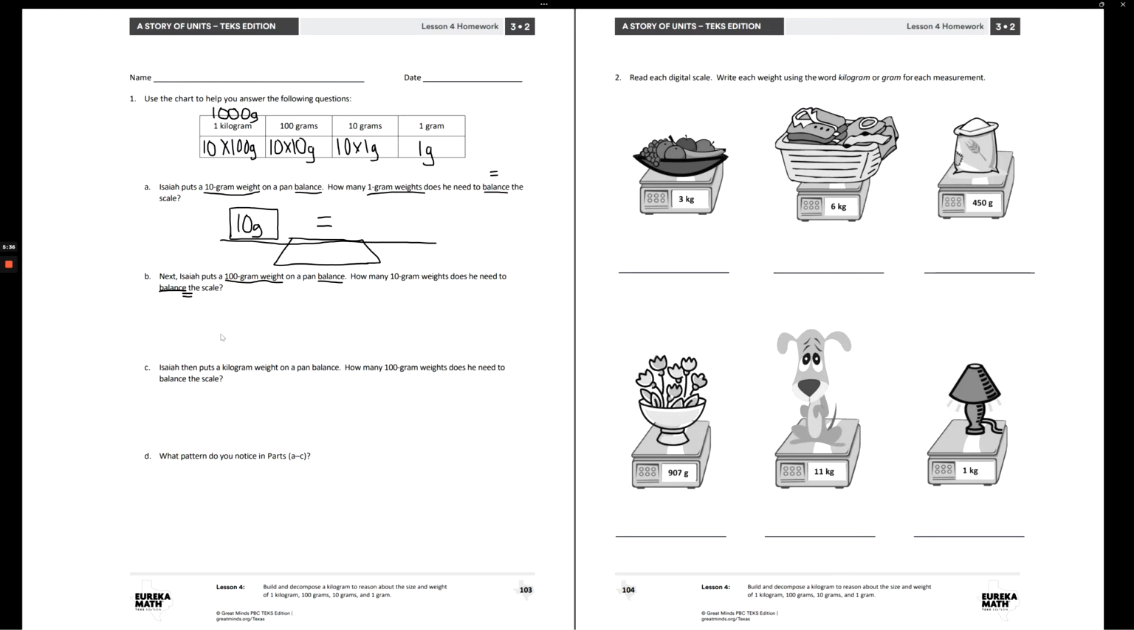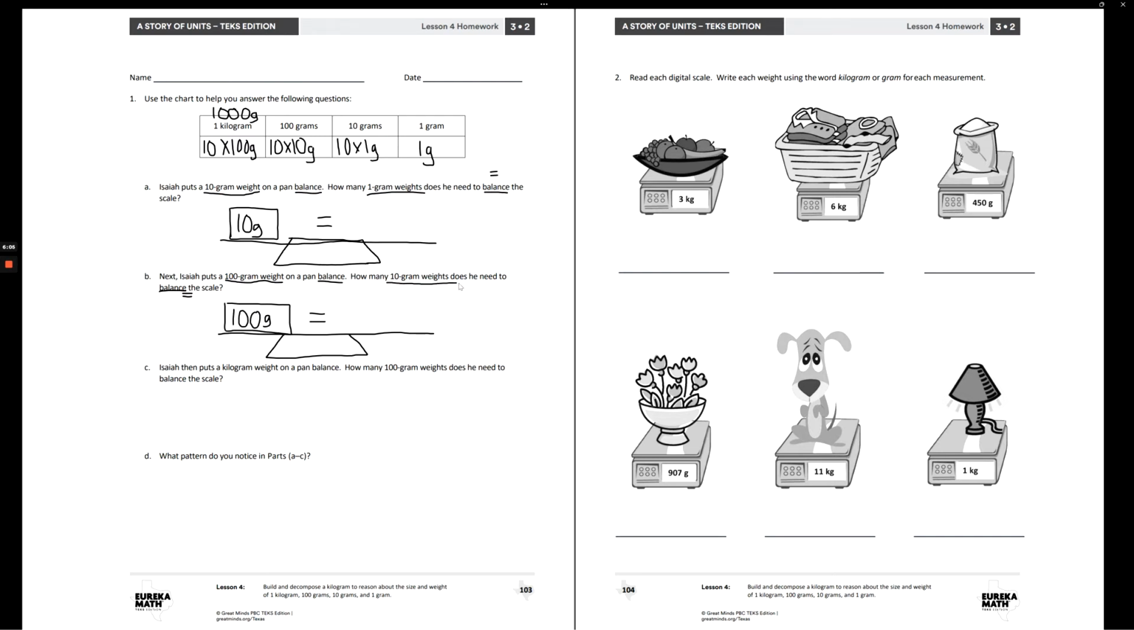Let's draw our picture again of a pan balance. Anytime you see a pan balance, I want you to put an equal sign in the middle because we're making both sides equal. How many 10-gram weights does he need to balance the scale? He already put 100, so let's draw out what we know. He put a 100-gram weight, so let's put 100 grams.